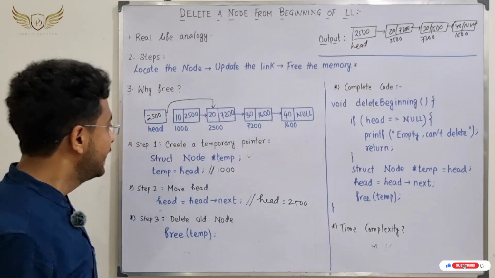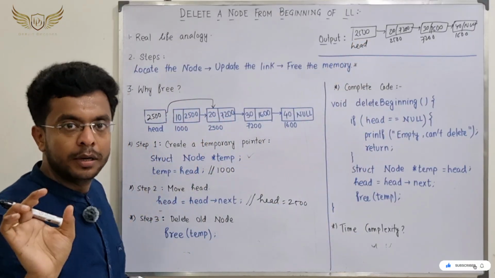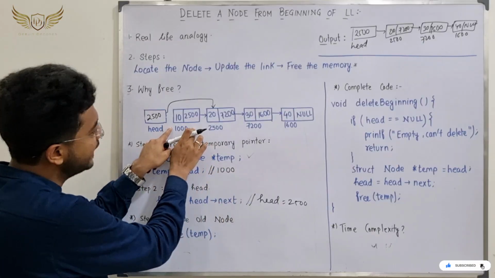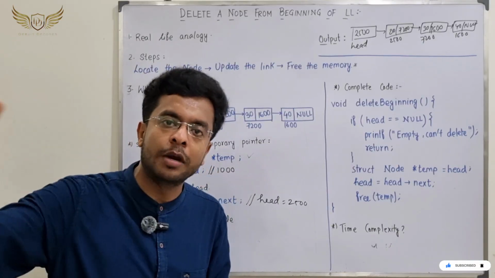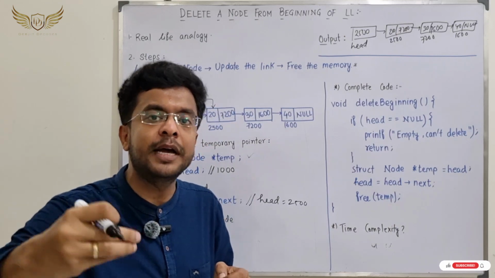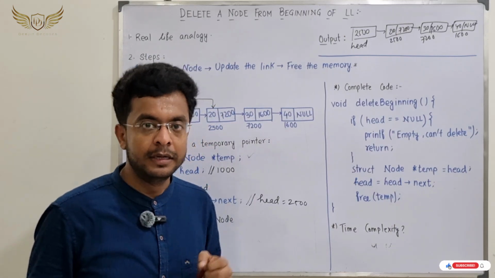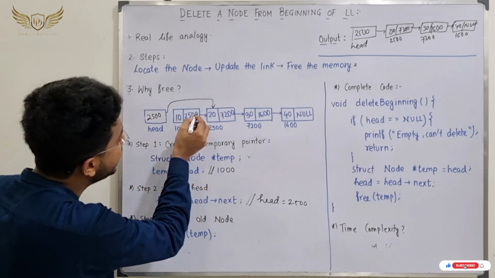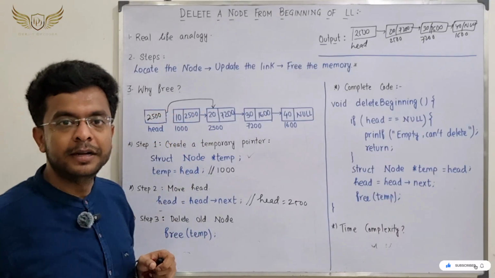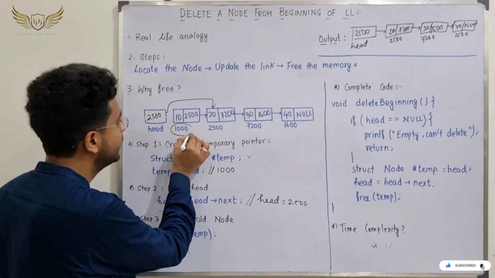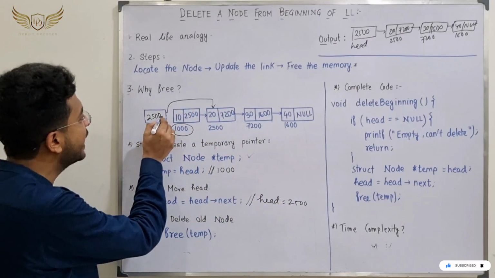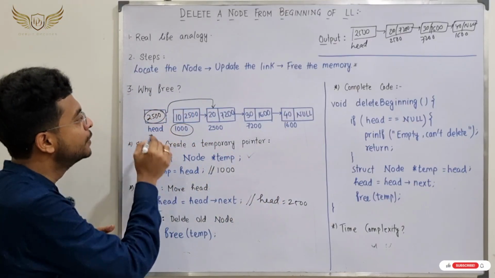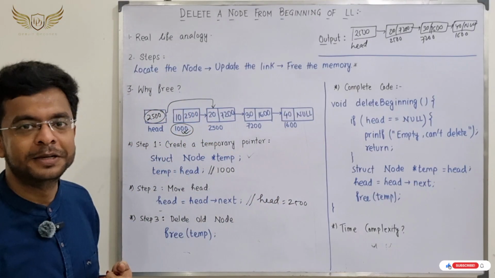But see, this has been omitted out. But is it freed? It will be staying here as it is. Just like I have said, that guy has checked out, that guy has gone, but he hasn't given the key back to the manager. Just like that. So we need to free this particular thing. We need to free this 1000 location. But head is not holding 1000 anymore. Head is holding 2500.